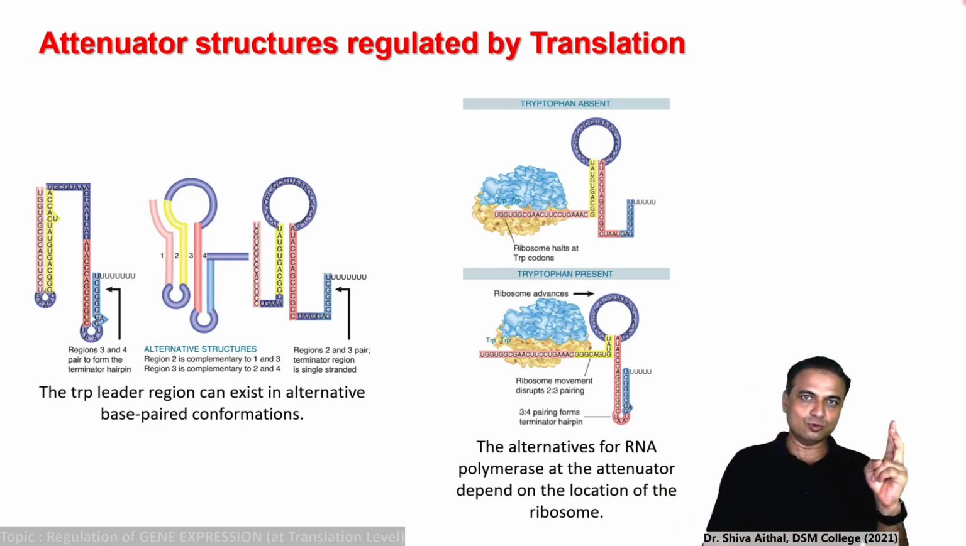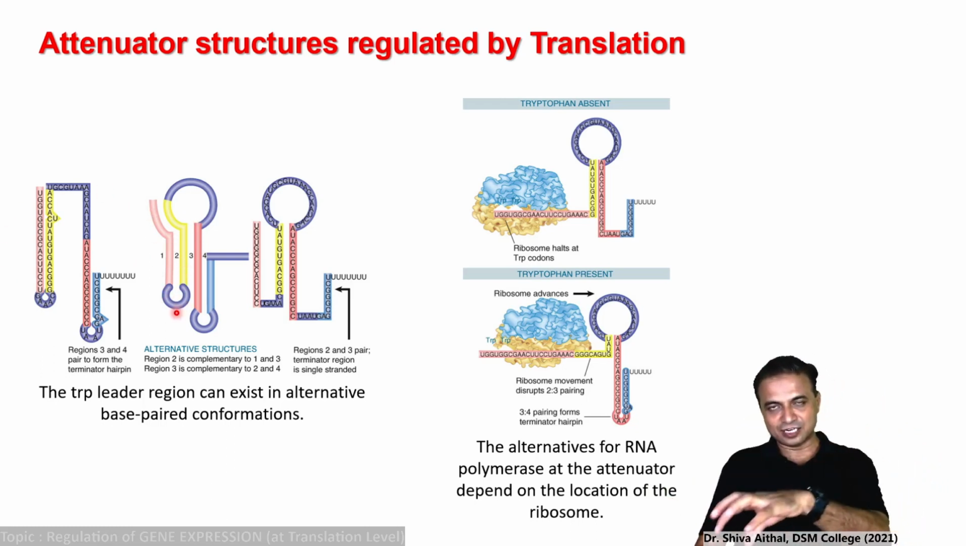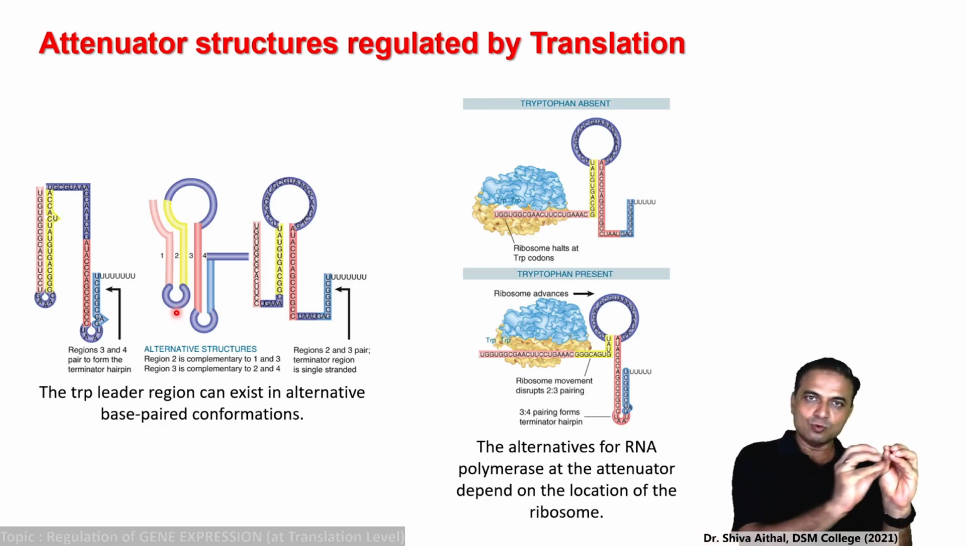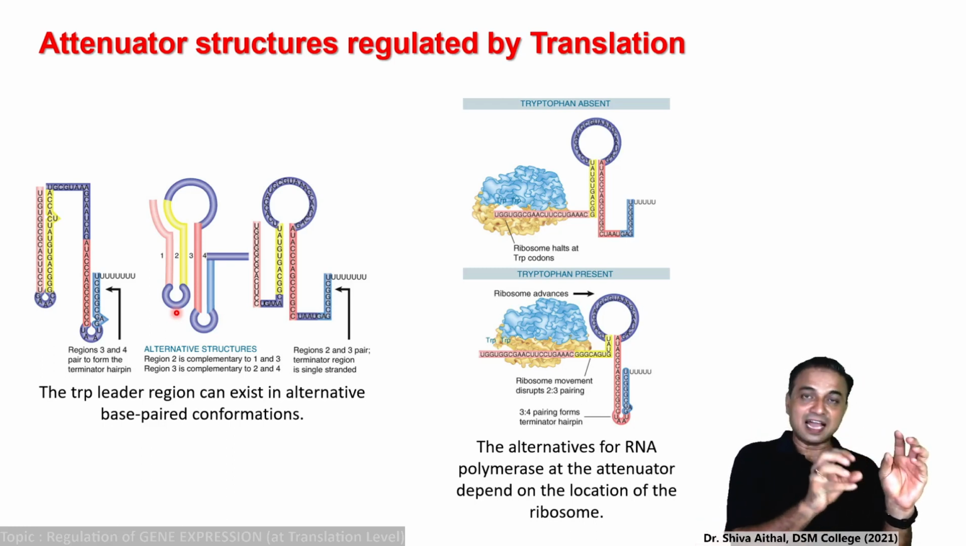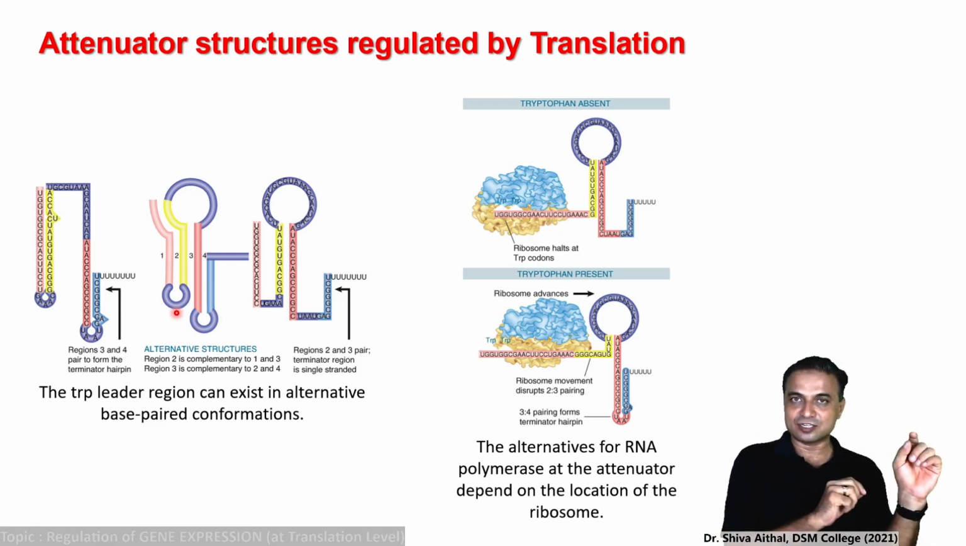Try to understand two complementary statements I am making here. Attenuator structures, that is the stem and loop structures, can regulate translation, meaning they can block the movement of ribosomes, whereas the movement of ribosomes can regulate the formation of these attenuator structures.